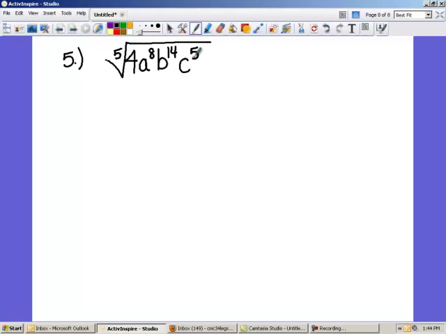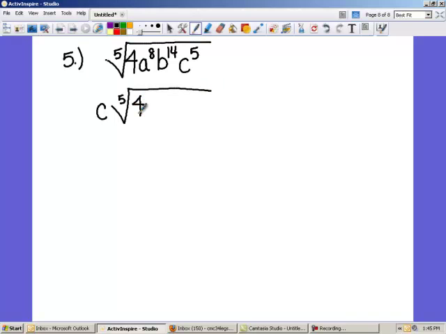All right, so if we go through this problem here, we have the 5th root of 4, which we cannot do anything with. The 8 divided by 5 will not give us a whole number. 14 divided by 5, same thing. But 5 divided by 5 will give us a whole number, and we can pull that c out. And so right now we have left over everything else.